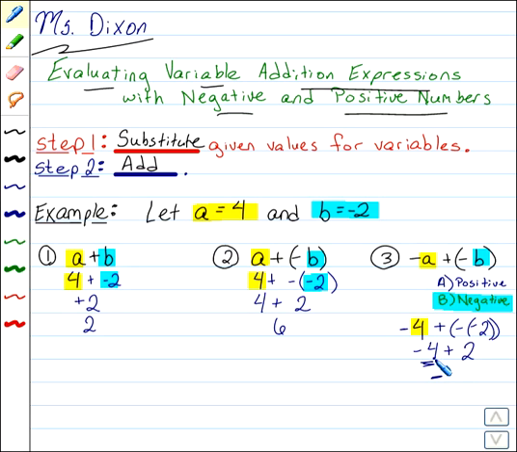Now add negative 4 and 2. So you find the difference since they have different signs. So you have 2. So your final answer is negative 2.